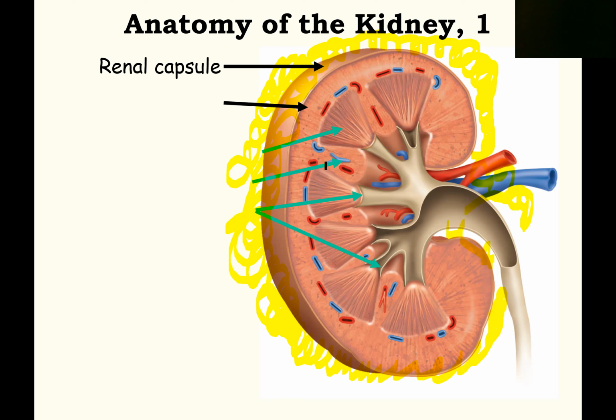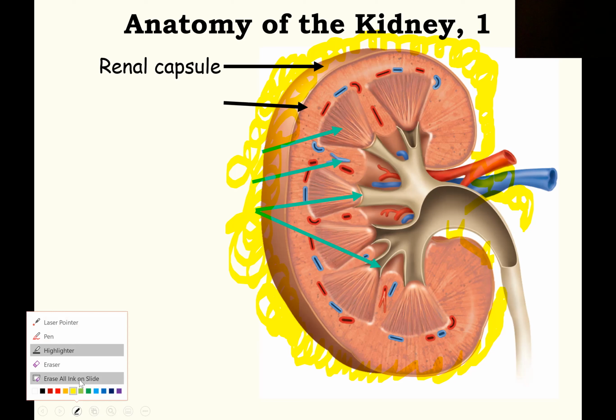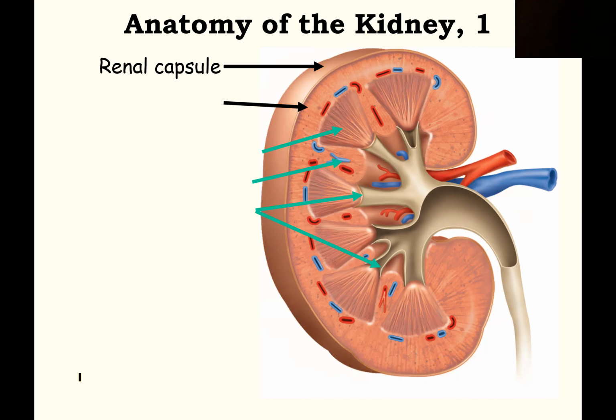The renal capsule is a thick layer of adipose tissue and areolar tissue. The function of the renal capsule is to anchor and cushion the kidney. Anchor and cushion the kidney. So just like the respiratory system, you're going to have to use your lecture notes to get the functions for the structures on your lab list.